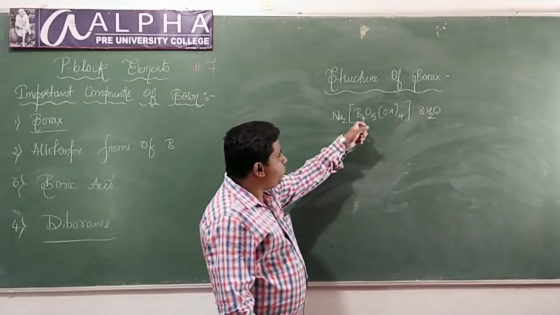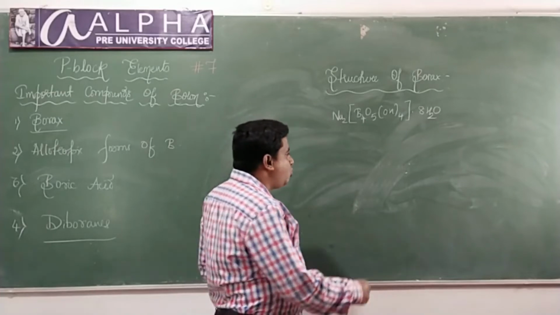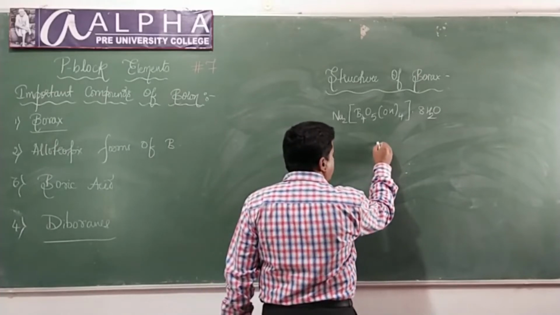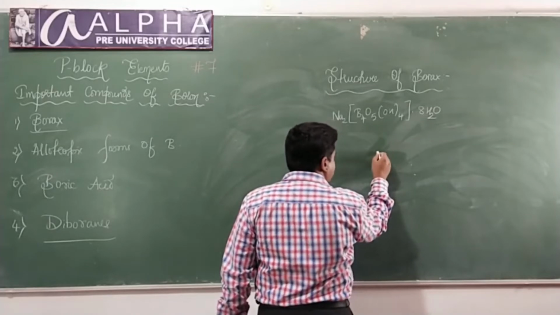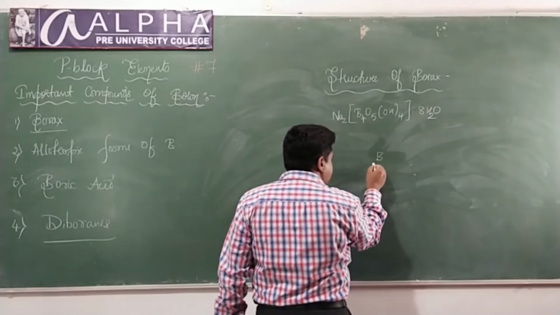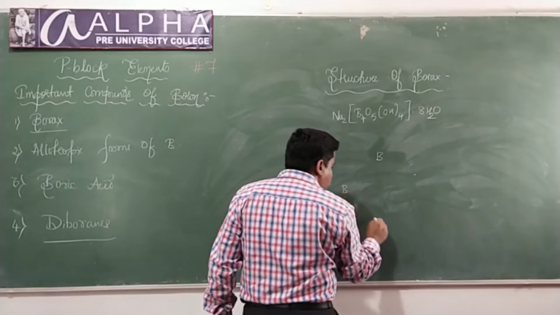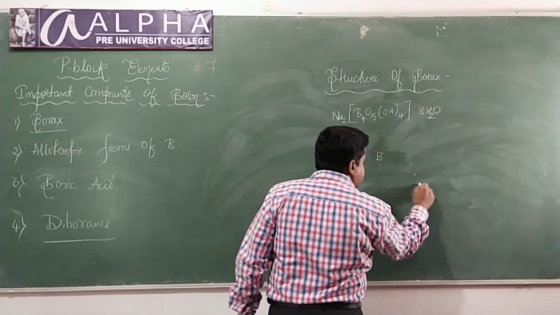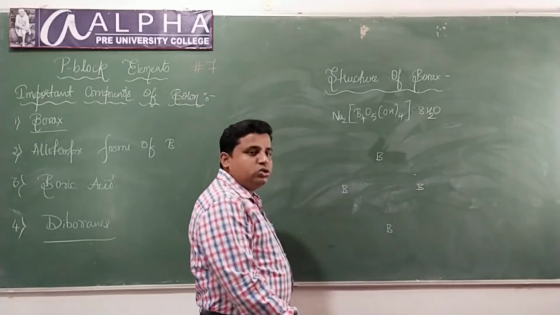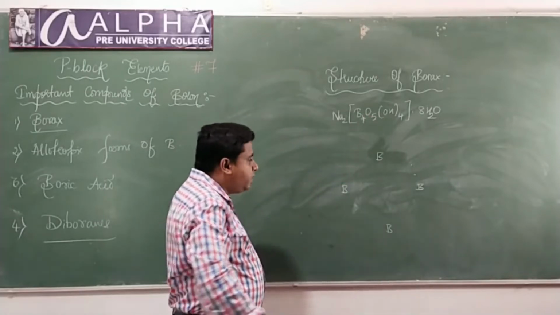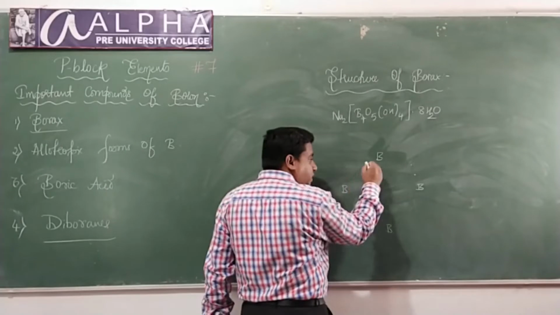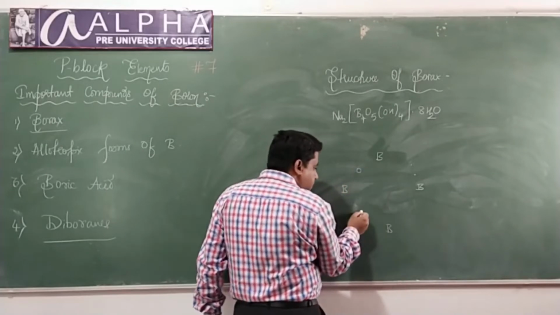Now, how many boron atoms are there? There are 4 boron atoms. Write 4 boron atoms like this. Let me write the structure of borax very precisely. And in between, how many oxygen atoms are there? 5, isn't it? Write the oxygen atoms in between the borons like this.